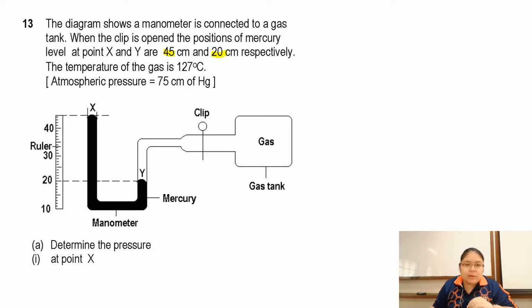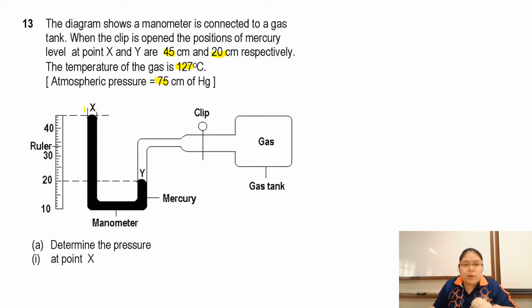Now the temperature of the gas is 127. So in this situation, the temperature is 127. From here we assume atmospheric pressure is 75. The questions are provided. First, they ask you to determine the pressure at point X.